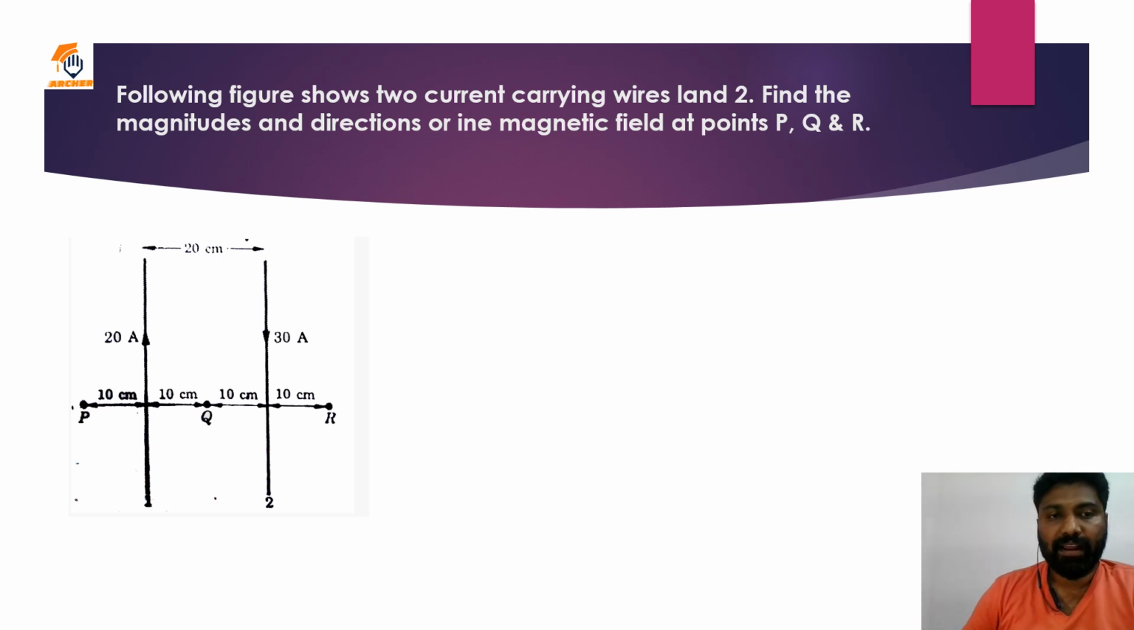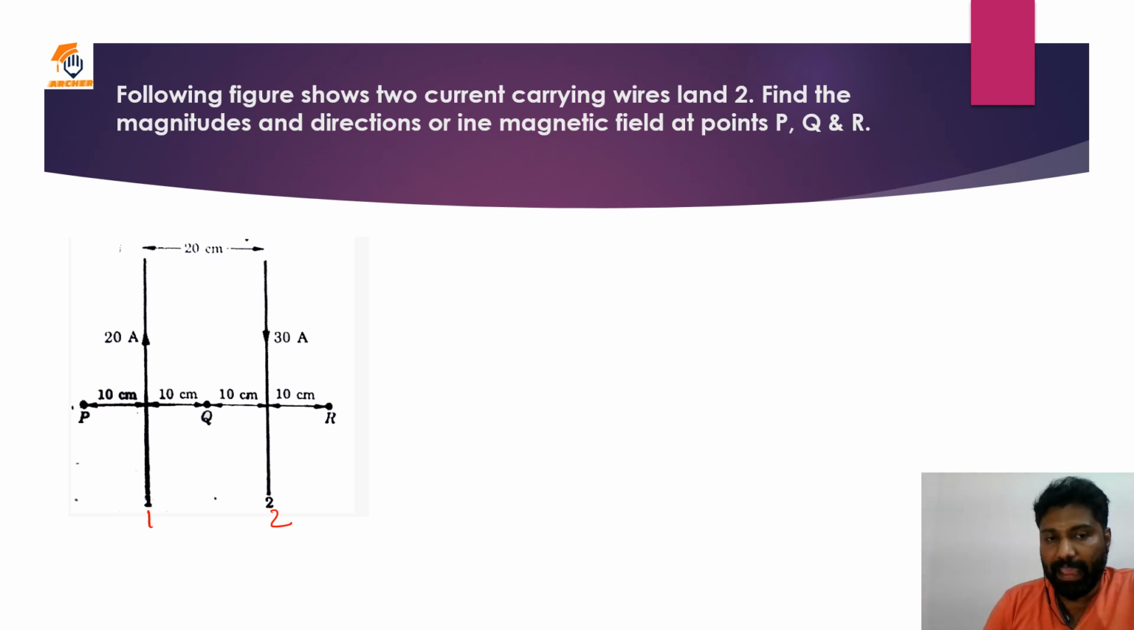See here, the following figure shows two current carrying wires 1 and 2. Find the magnitude and direction of the magnetic field at points P, Q, and R. So we need to find the magnetic field at points P, Q, and R. Here this is conductor 1 and this is conductor 2. The current in conductor 1 is given as 20 ampere and the current in conductor 2 is 30 ampere. The direction of current is in this direction and this is in the downward direction, right? These two are separated by a distance of 20 centimeter.